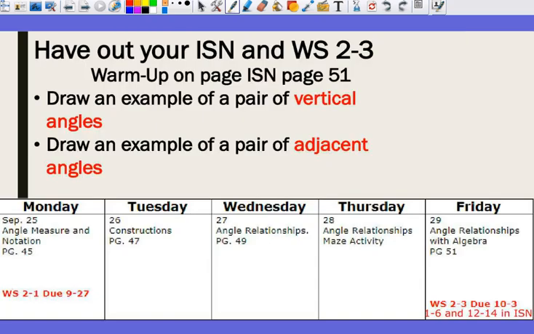You guys have 5 minutes to finish the warm-up and to finish the calendar inside your ISNs. I like how you actually wrote hurricane on that page.